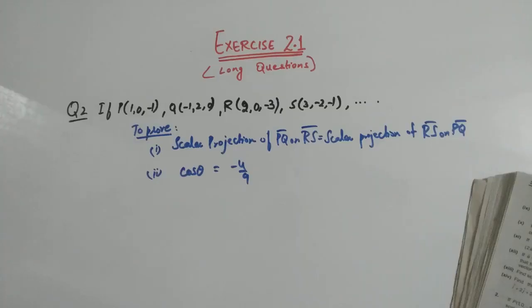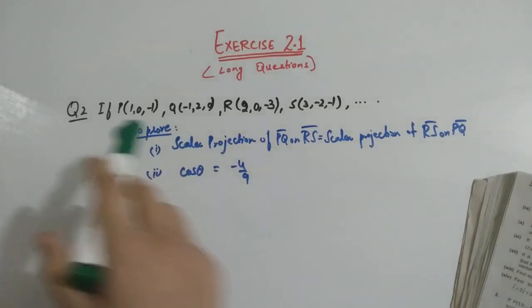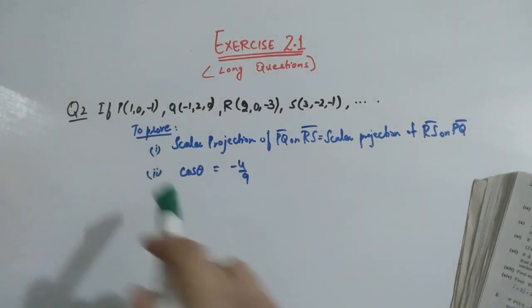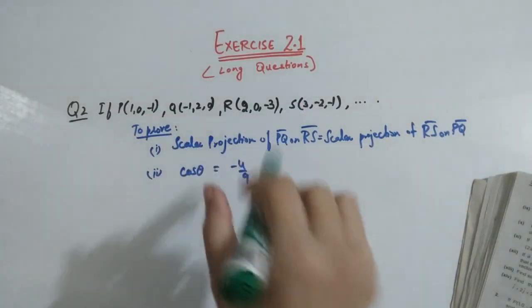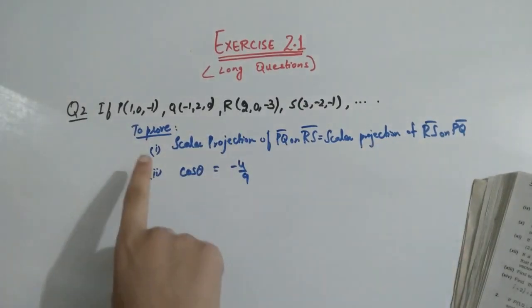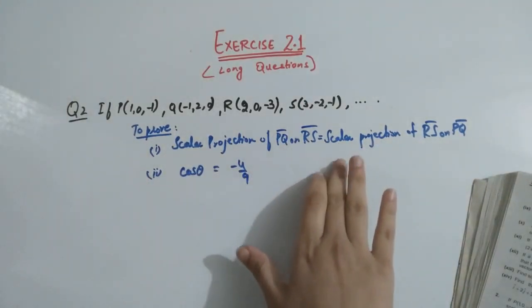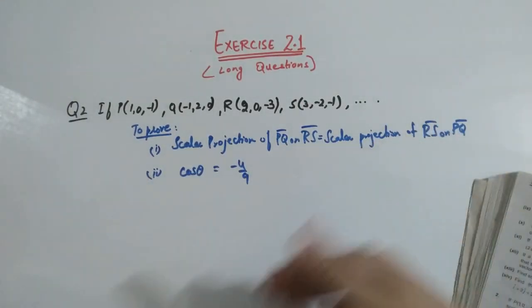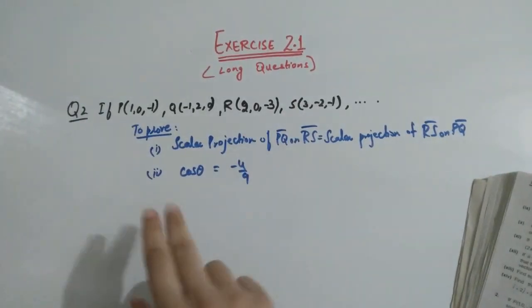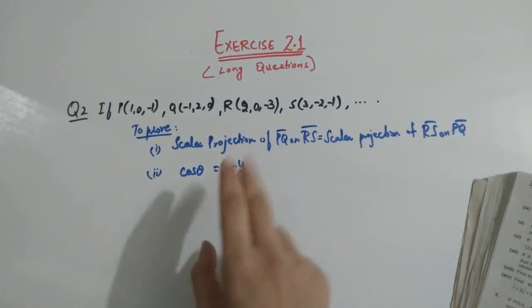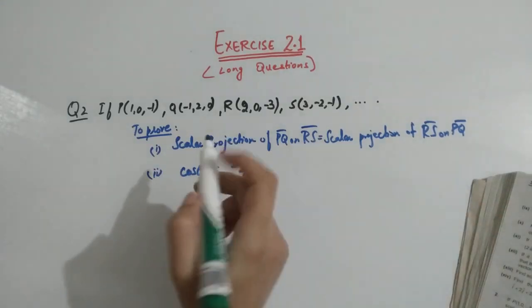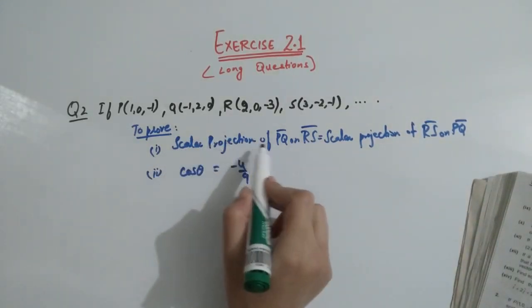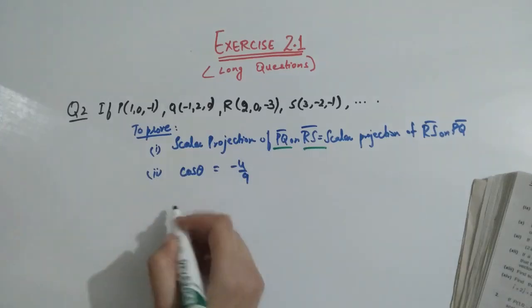So let's start. In question number 2, you are given the four vertices P, Q, R and S. Now you have to prove that the scalar projection of PQ on RS and the scalar projection of RS on PQ are equal. Also, the second thing you have to prove is that the cosine of the angle between them is minus 4 by 9. Before proving this, we have to find PQ and RS.